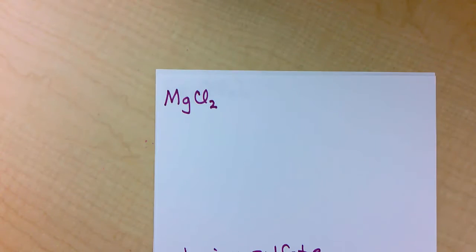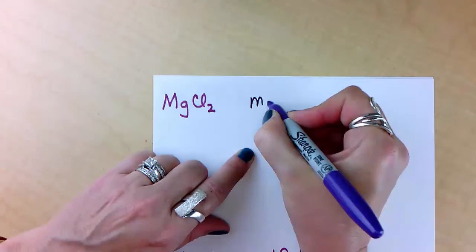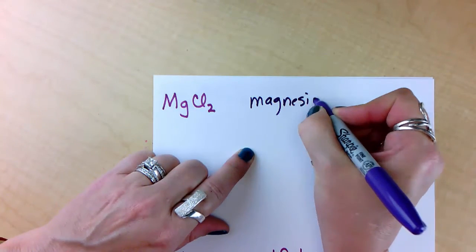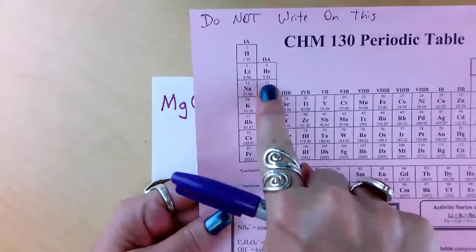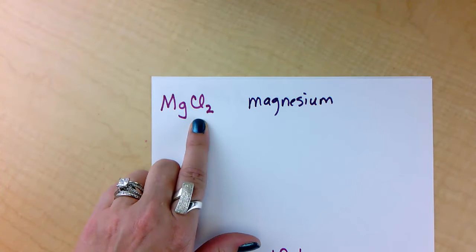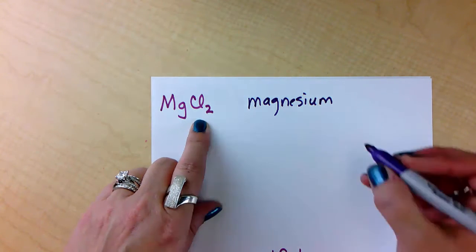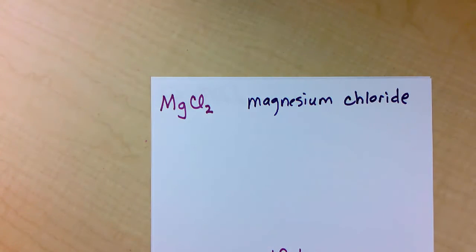Our first example is going to be give the name for MgCl2. First of all, what is Mg? You are correct if you said magnesium. Do we know the charge of magnesium? It's in column 2. It's a +2. So we don't need a Roman numeral. So it's just the metal plus the name of the nonmetal plus ide. What is Cl? It's chlorine, but we're going to change it to chloride. That's it. That's the name.